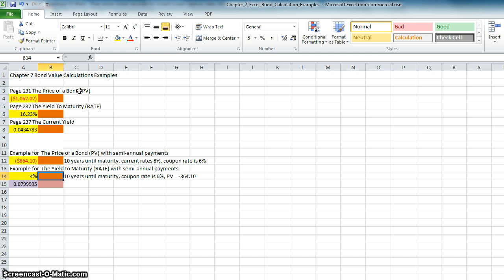One of the things we have to remember about bond calculations is that there's an inverse relationship. That is, as the required rate of return or current interest rates rise, we should expect that the present value would fall, and vice versa. If current interest rates drop, we should expect that the value of that bond goes up, because it's all about opportunity cost.